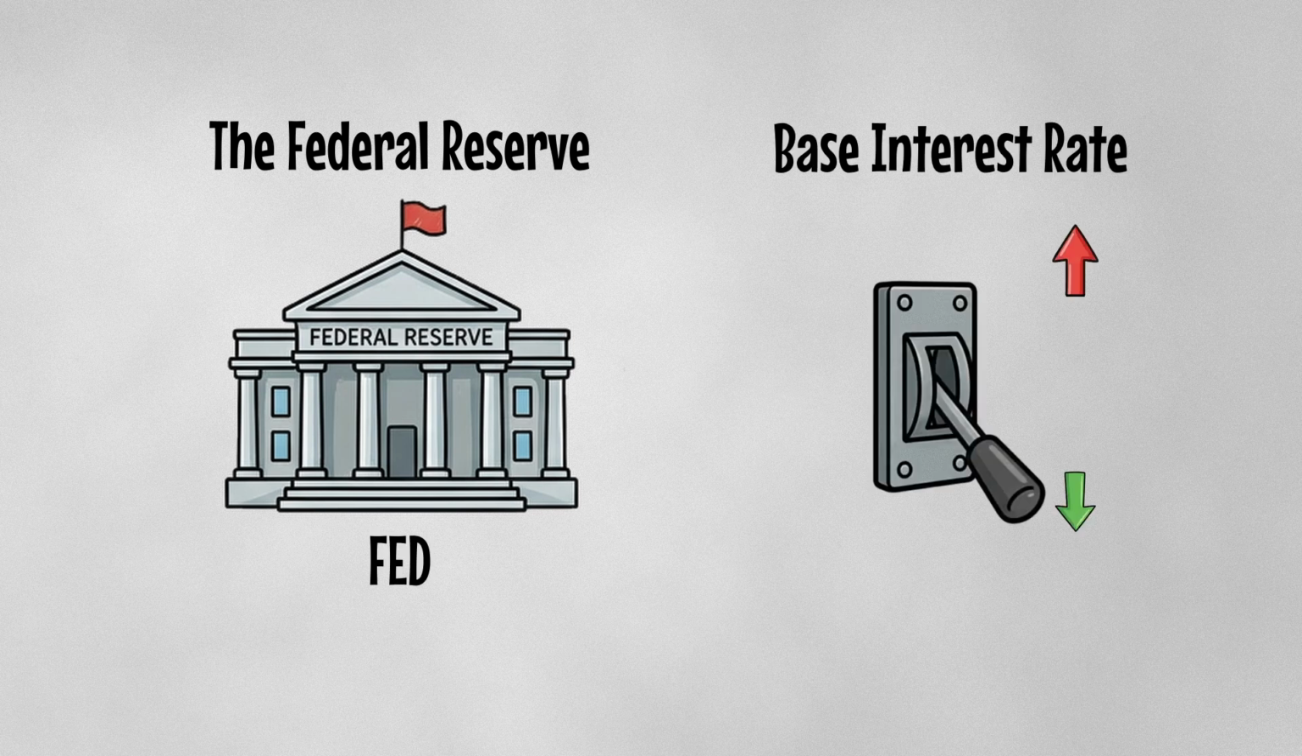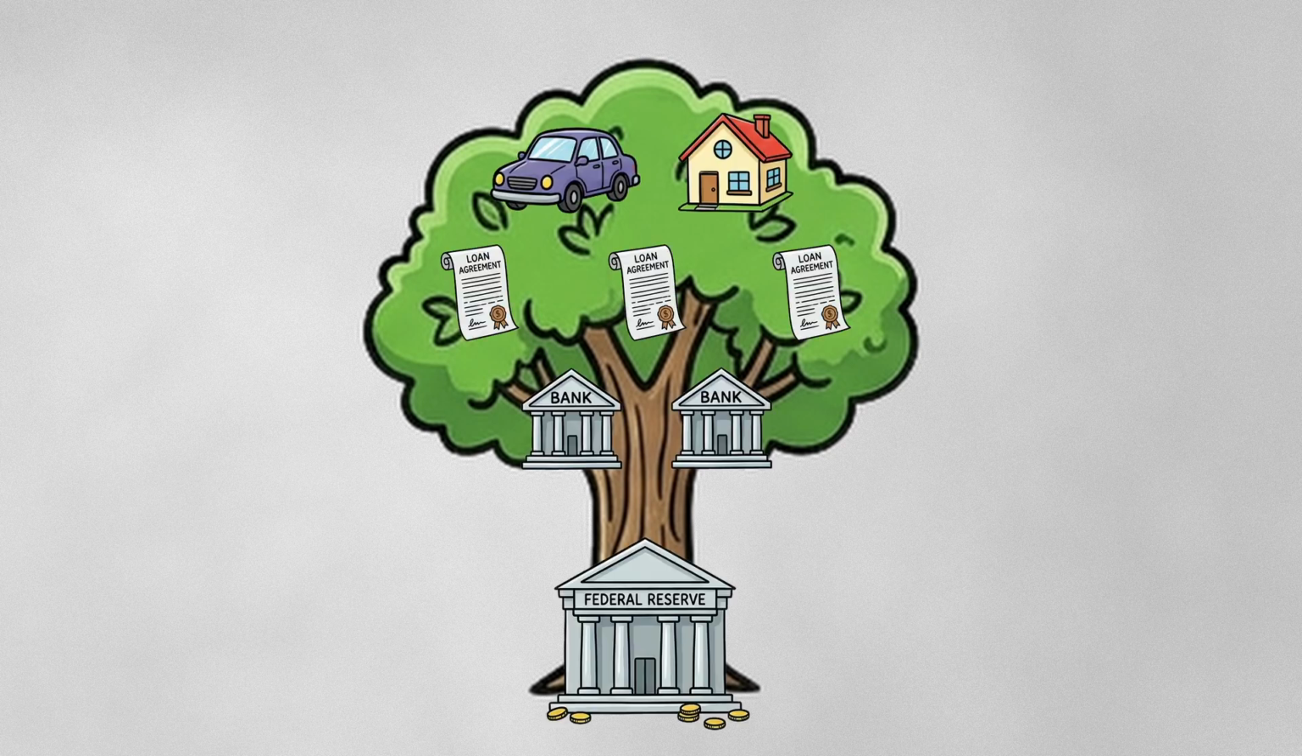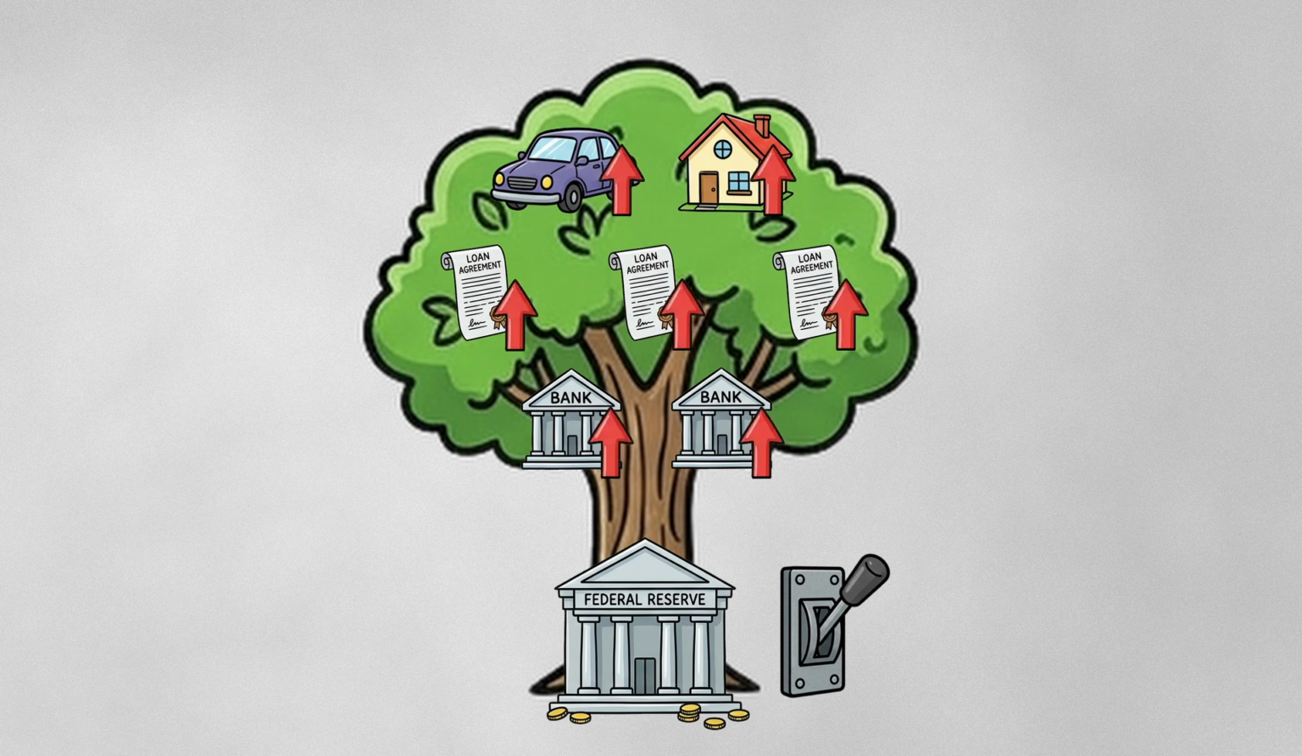Now let's talk about the bigger system. There is an institution in the United States called the Federal Reserve. People often call it the Fed. The Fed controls the base interest rate in the economy. This is not the exact rate you pay on your loan, but it influences all other rates. Think of it like the root of a tree. Everything grows from it. If the Fed raises interest rates, borrowing becomes more expensive across the whole economy.